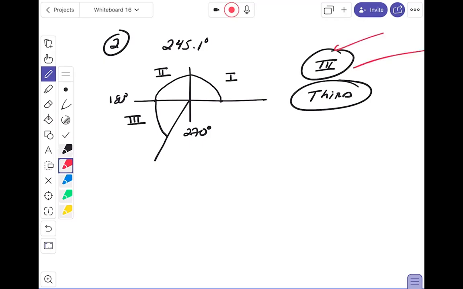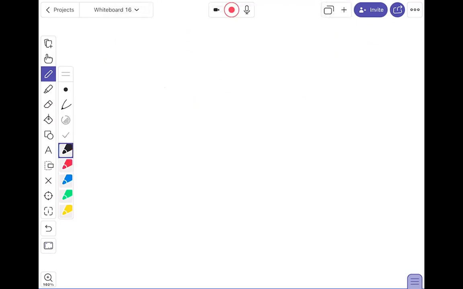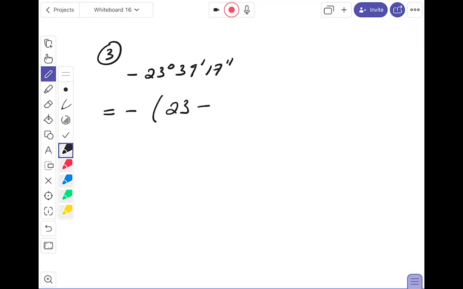Let me go to number 3. I'll read it to you. It says use your calculator, but show work. It wants to convert this over here. I'll write this down for you. And this is a mixed number. They've got degrees, they've got minutes, and they've got seconds. Now what I'm going to do is write down what it looks like on my calculator. It's minus 23 plus 39 divided by 60 plus 17 divided by 60 divided by 60. That's like dividing by 3,600. And this would be in degrees.